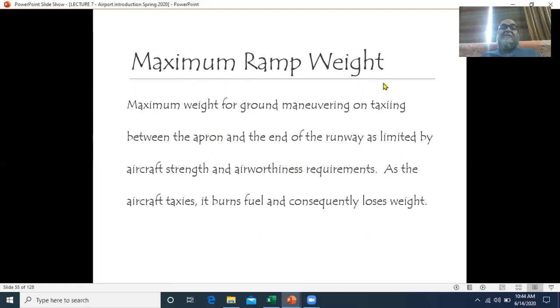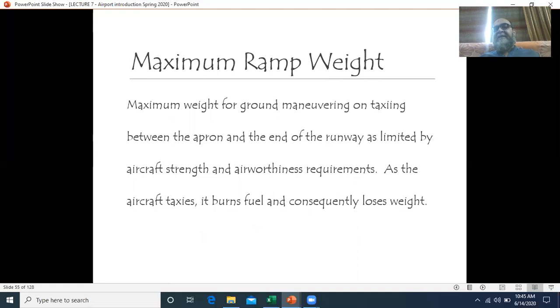Then there is a maximum ramp weight. It's the weight of the aircraft for ground maneuvering and taxiing between the apron and the end of the runway, as limited by the aircraft strength and airworthiness requirements. So as the aircraft taxis, it burns fuel and consequently loses weight. I can explain this very simply.